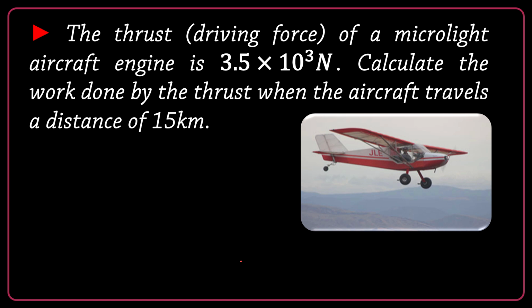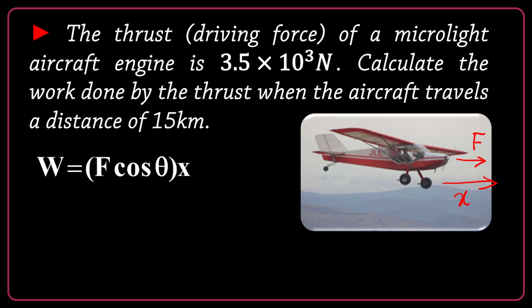Okay, let's answer this question. The thrust, the driving force of a microlight aircraft engine, is 3.5 times 10 to the 3 Newtons. Calculate the work done by the thrust when the aircraft travels a distance of 15 kilometers. Okay, it's very easy. Let's say the direction the thrust force is acting on the airplane is horizontal and the displacement also is horizontal, the same direction.